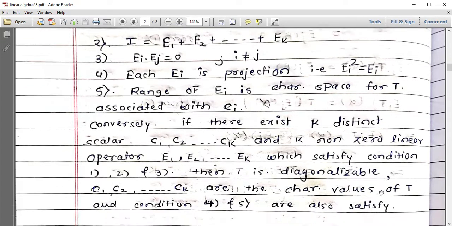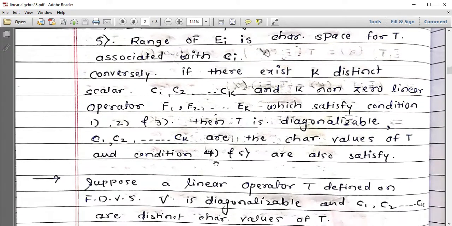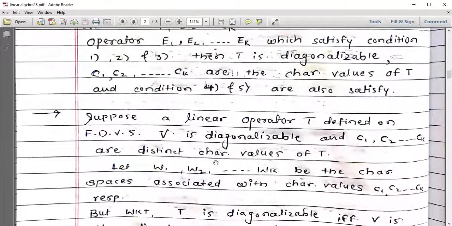And also, if conditions 4 and 5 hold, we have to prove that c1, c2 up to ck are characteristic values of T, then conditions 4 and 5 also satisfy conversely. Okay, the proof of the theorem.